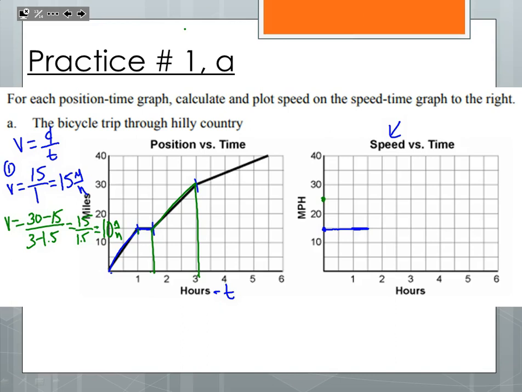So that's my y. Over what amount of time? He increased it to the third hour. That's my x. I'm going to go find the point that they both meet at and then connect the two lines.